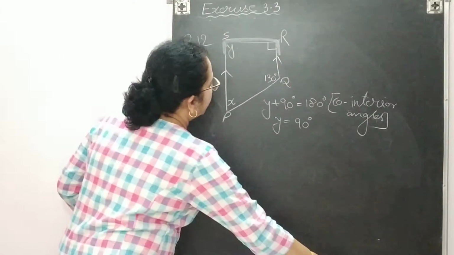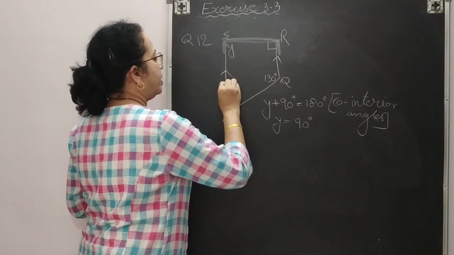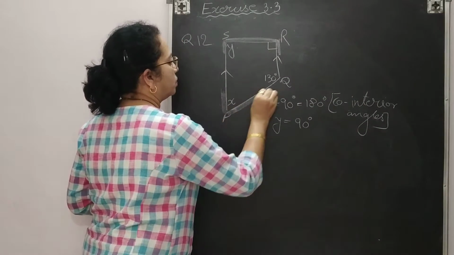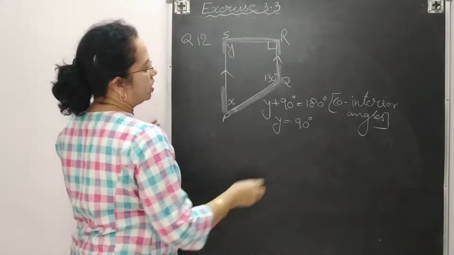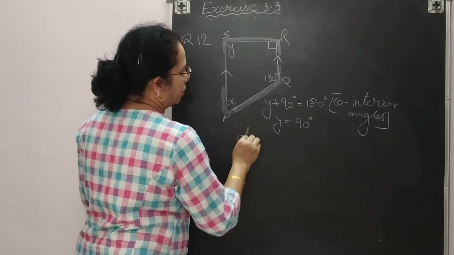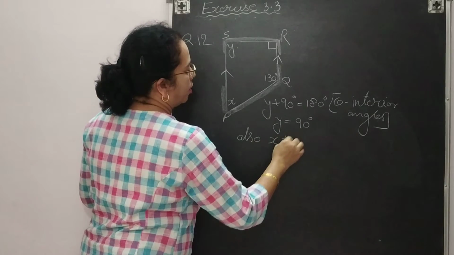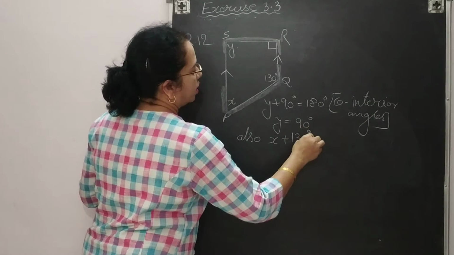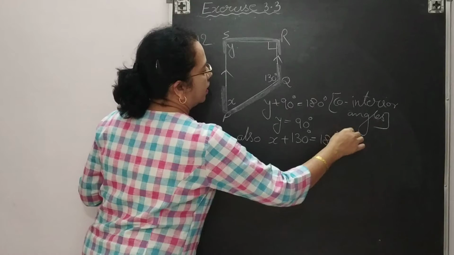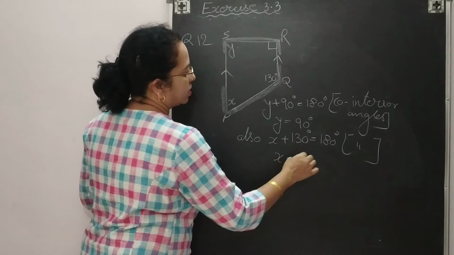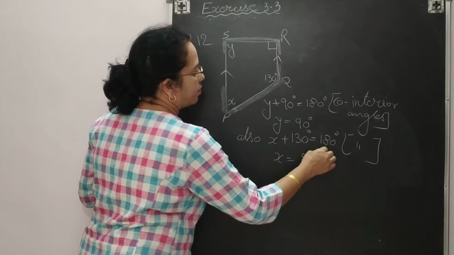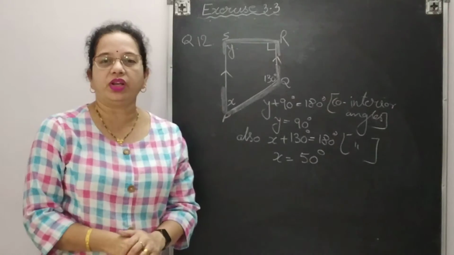Again, since these two lines are parallel, you will get a C shape here also. So what does it mean? Also x plus 130 degrees is equal to 180 degrees. The reason is the same, co-interior angles. So x is equal to 180 minus 130, which will give you 50 degrees.